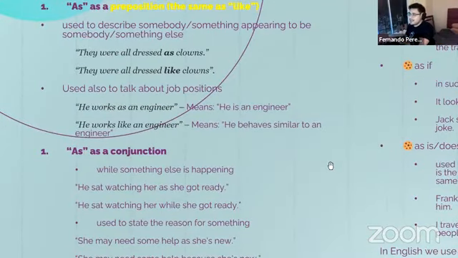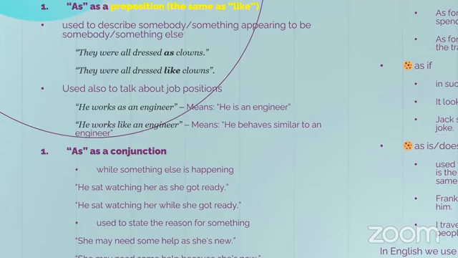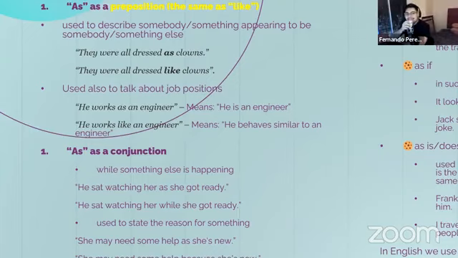Do you understand this? Yes, I think. So definition number 1 and definition number 2 are similar but different. You know what I mean? The first one is interchangeable. As and like are no problem. But if you are talking about jobs, they are different. Take notes about that.